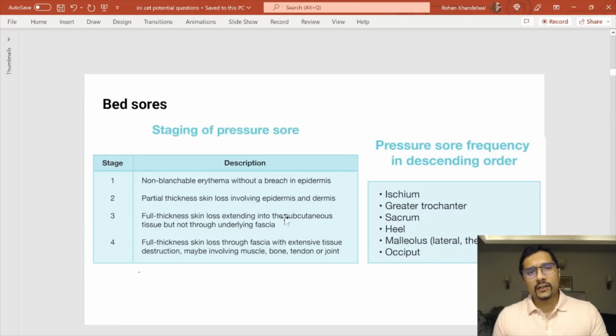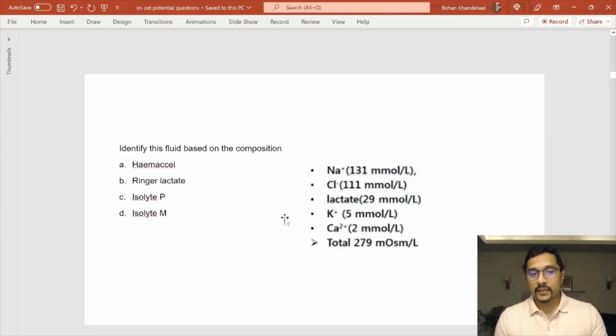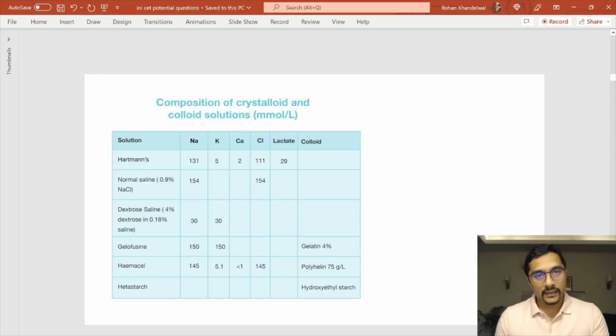The most common site of bed sores is ischium, followed by the greater trochanter. You should know the basic composition of crystalloid solutions as well. This is very important. This is ringer lactate. This composition is ringer lactate. And anytime you have a solution which has lactate and calcium in it, there's only one answer, that can be ringer lactate. So you should know the composition of Hartmann solution and normal saline.